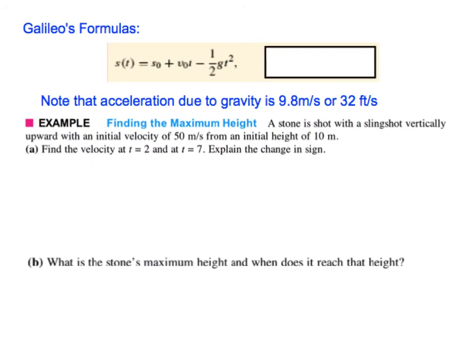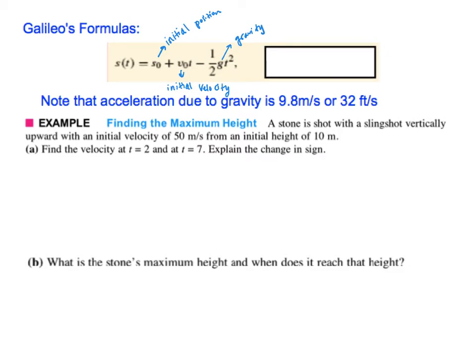Okay, Galileo's formula. For those of you who have taken physics, or will be taking physics, you'll come across this, of course. Galileo's formula based on gravity: s of t is equal to the initial position, s of 0, plus initial velocity times time, minus 1/2 gt squared. G is gravity.